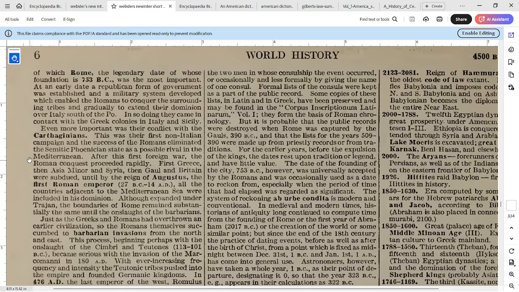After this first foreign war, the Roman conquest proceeded rapidly. First Greece, then Asia Minor and Syria, then Gaul and Britain were subdued, until by the reign of Augustus I, Roman Emperor, 27 BC to 14 AD, all the countries adjacent to the Mediterranean Sea were included in his dominion. Although expanded under Trajan, the boundaries of Rome remained substantially the same until the onslaught of the barbarians.